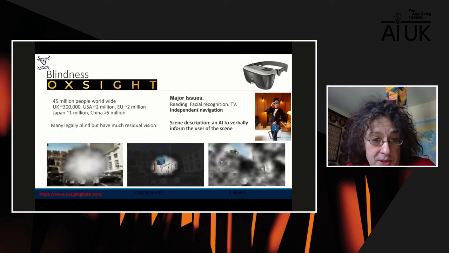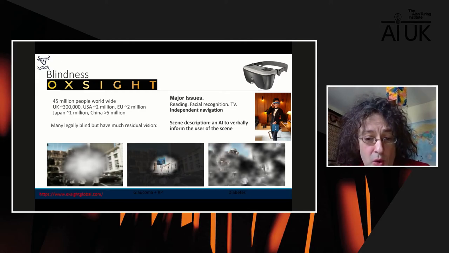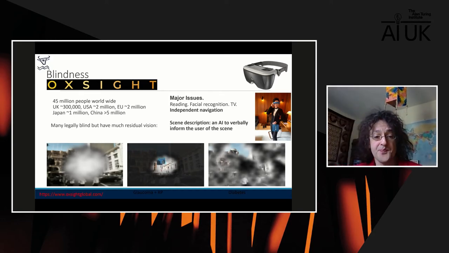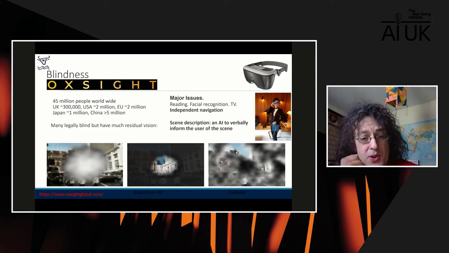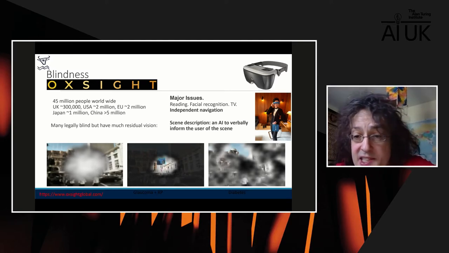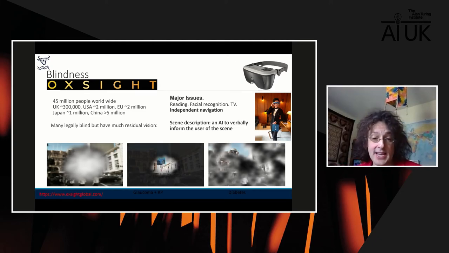So I spun out my first company, which was Oxsight, and one of the things I was really interested in was actually trying to use computer vision technologies to help the partially sighted. There are a huge number of people with sight problems worldwide, and you might have all sorts of degenerative problems that come up. You might also have many people who are legally blind who have some sort of residual vision. So I was really interested in trying to use computer vision technologies to help people with some of the major issues they face, like anything from facial recognition to independent navigation or reading.